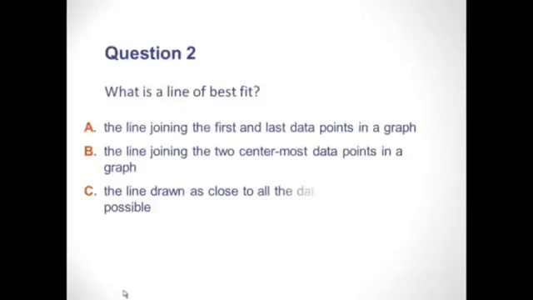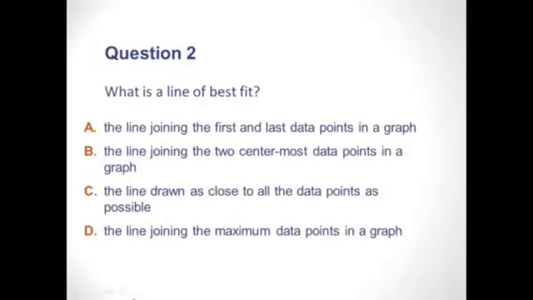Here's another one, the line of best fit. Now the line of best fit is always going to be the one that is drawn as close to all the data points as possible. It certainly is not going to join the first and last data points. It is certainly not going to join two centermost data points, and it's certainly not going to join the maximum data points on a graph. What we are looking at there is the line that fits closest for every one of those data points, so that we can determine whether or not the relationship is actually a linear relationship or not.